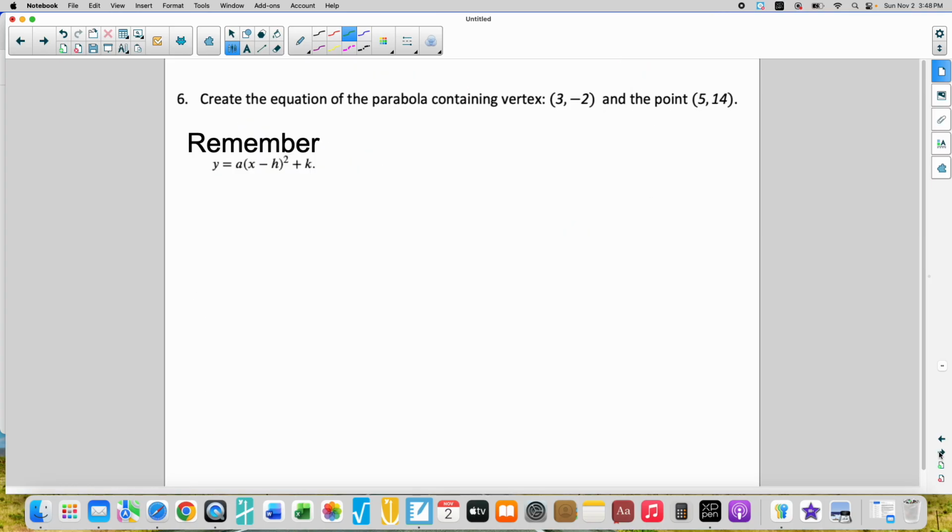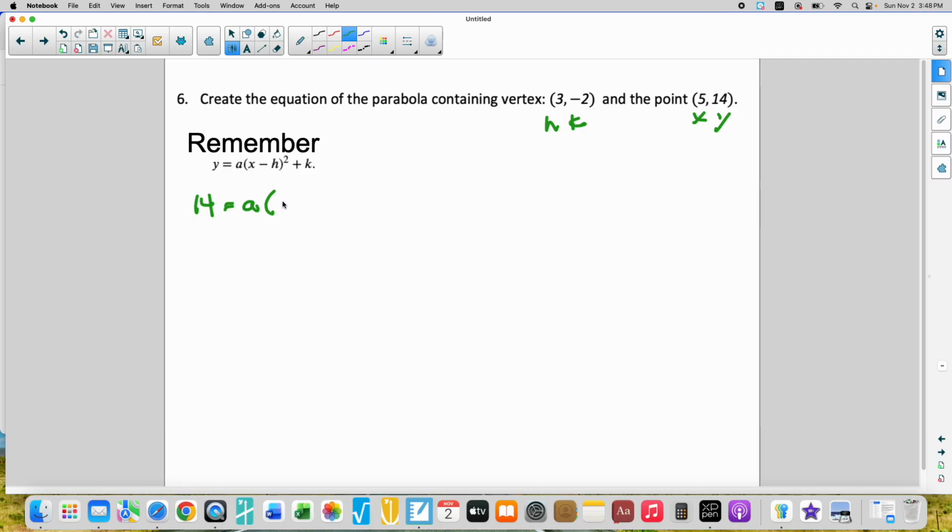Create an equation of the parabola containing the vertex 3, negative 2. So here we can find that this is our vertex, the h value and k value. And then we have a point, 5, 14. Sorry, 14 is my y value. This is my x value. This is my h. This is my k value.